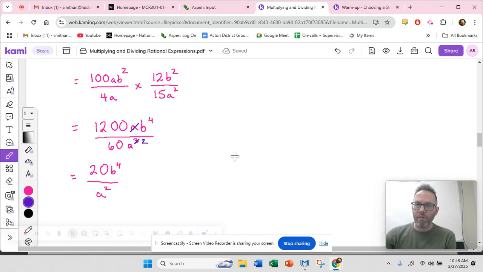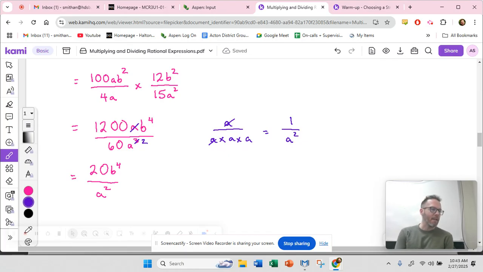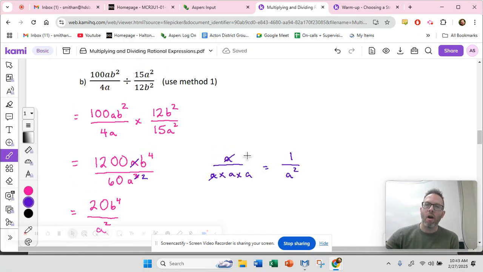I have so much space. Why does that work? Because a over a times a times a. Well, if you just divide out two factors of a's, you're just left with 1 over a squared. So we would write that as 20b to the power 4 divided by a squared. Those two expressions are equivalent, almost. Can you guys walk back through the question?